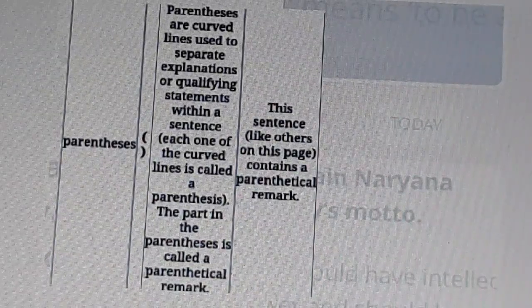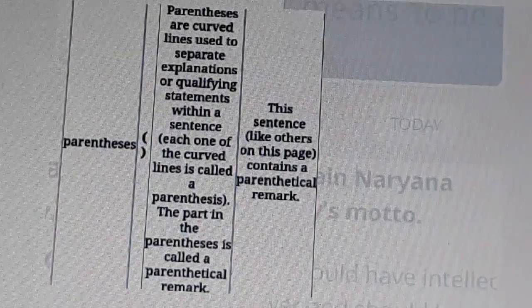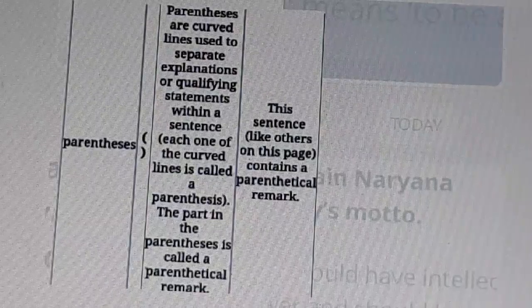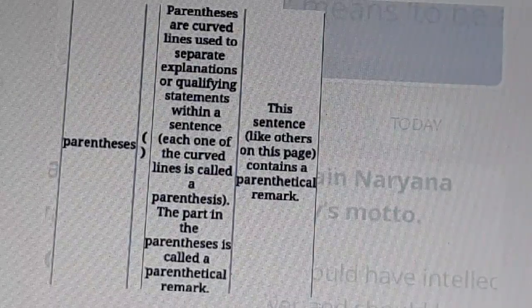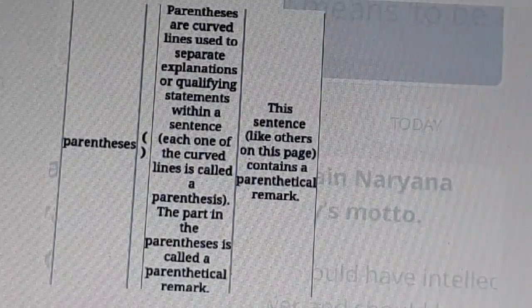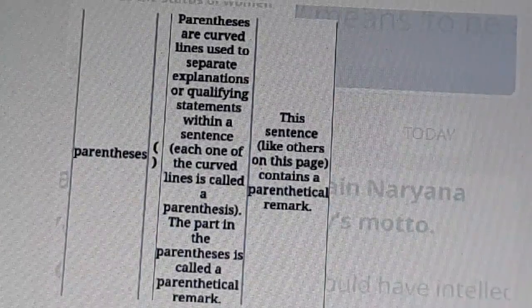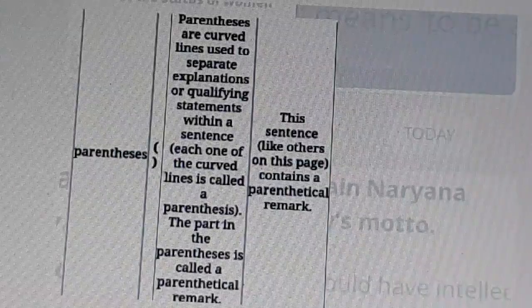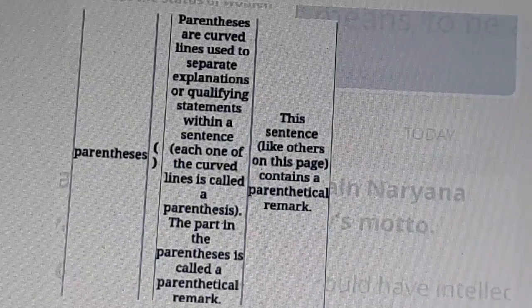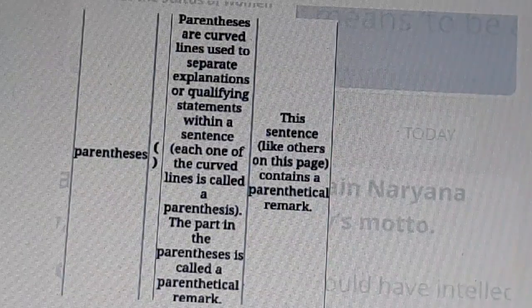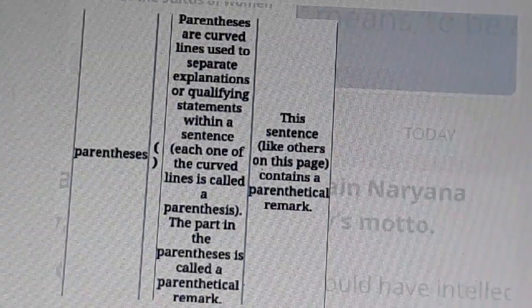Once again, parentheses are curved lines used to separate explanations or qualifying statements within a sentence. Each one of the curved lines is called a parenthesis. Example: this sentence, (like others on this page), contains a parenthetical remark. Here, for "like others on this page," we put parenthetical remarks.